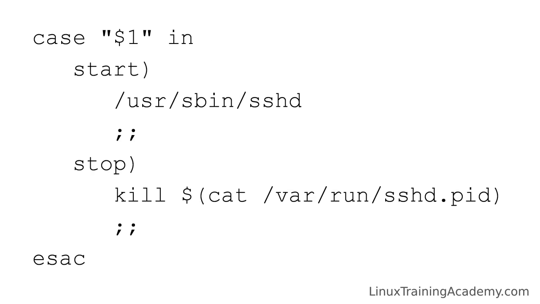Here's an example case statement. You'll find something similar to this in startup scripts or scripts that are used to control the behavior of a program. The case statement examines the value of $1. Remember that $1 is the first argument supplied to the shell script. If $1 is equal to start, then /usr/sbin/sshd is executed. If $1 is equal to stop, then the kill command is executed. If $1 doesn't match start or stop, then nothing happens and the shell script continues after the case statement.